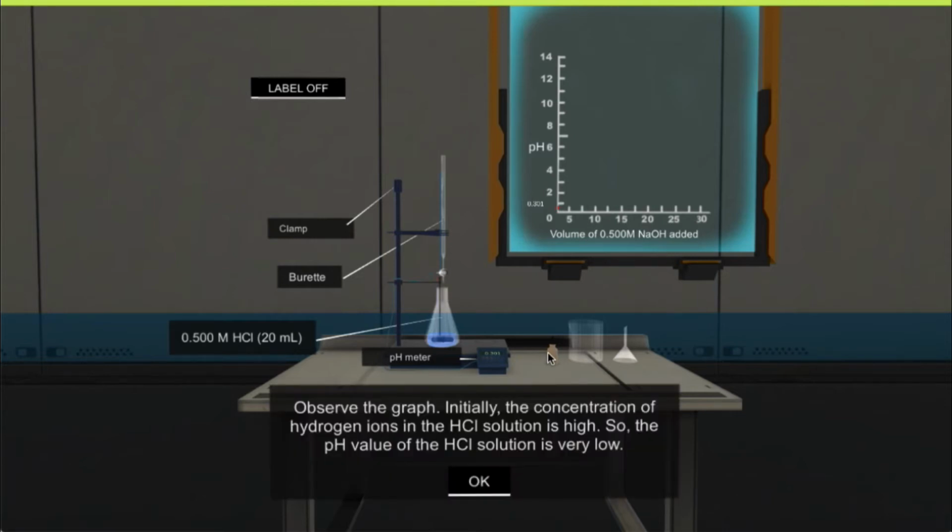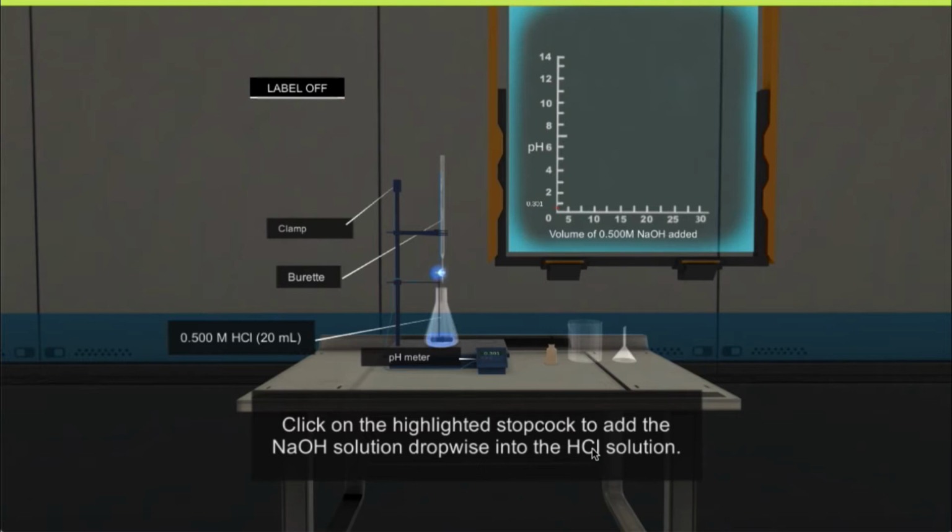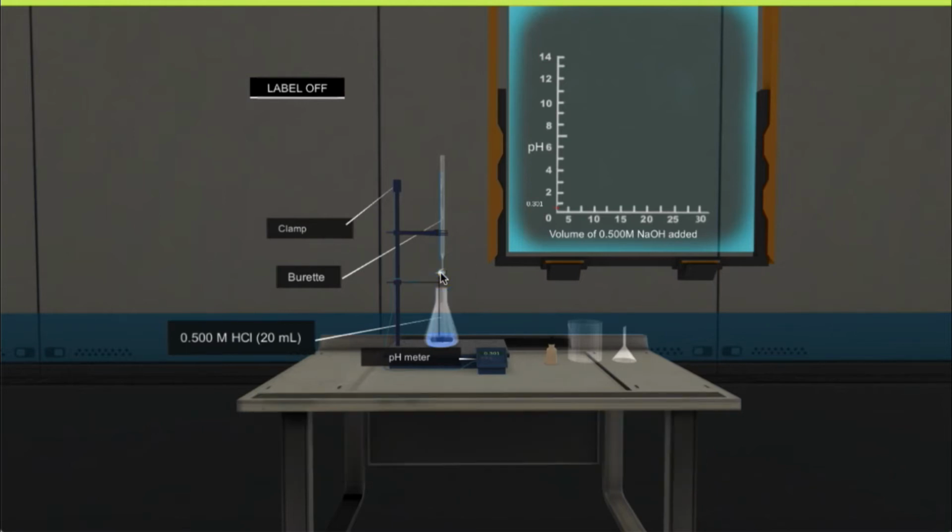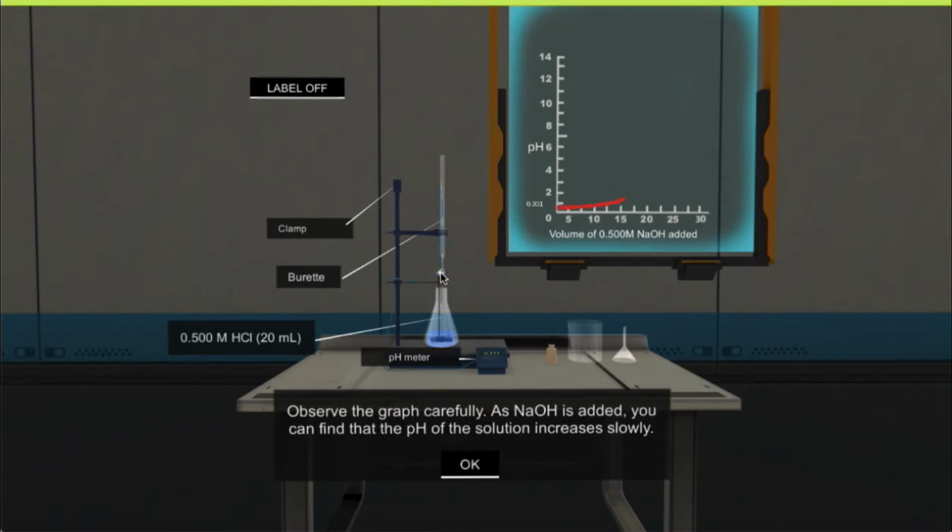Observe the graph. Initially, the concentration of hydrogen ions in the hydrochloric acid solution is high, so the pH value of the hydrochloric acid solution is very low. Click on the highlighted stopcock to add the sodium hydroxide solution dropwise into the hydrochloric acid solution. Observe the graph carefully. As NaOH is added, you can find that the pH of the solution increases slowly.